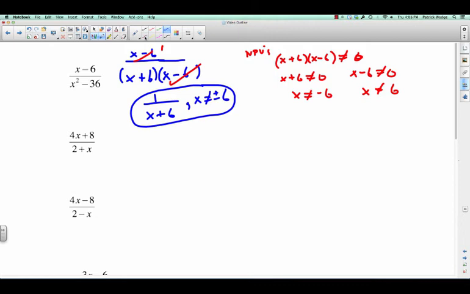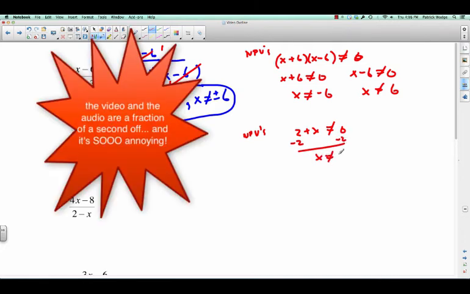Next one, factor. On the top, 4 and x plus 2. On the bottom, 2 plus x. Okay, now we get the NPVs. Only have to look at the denominator. So 2 plus x cannot equal 0. Subtract 2, x cannot equal negative 2.